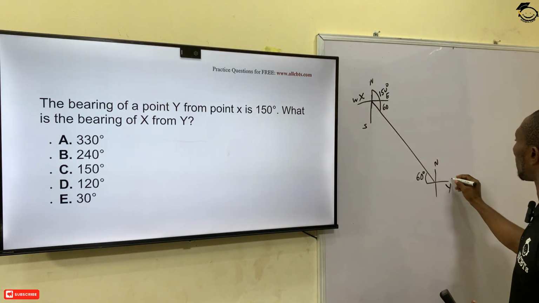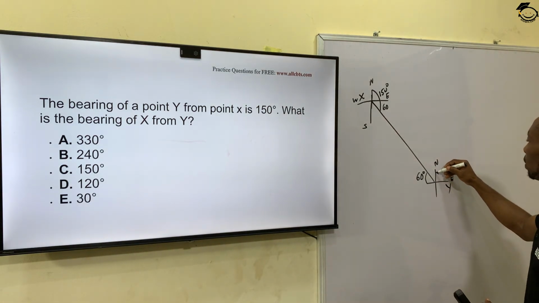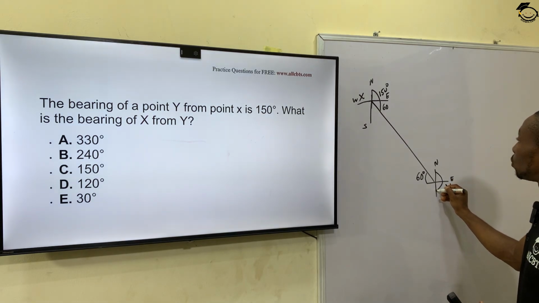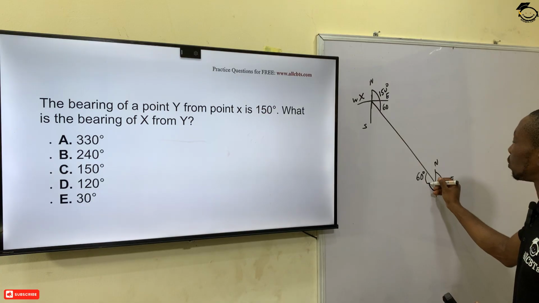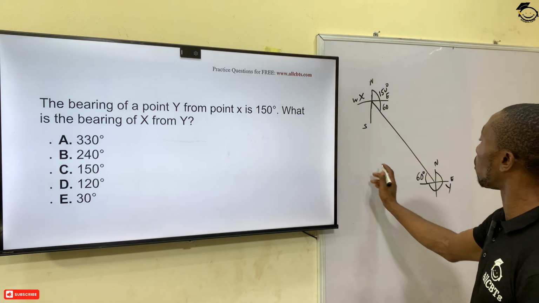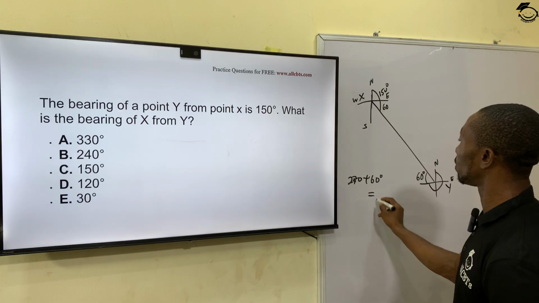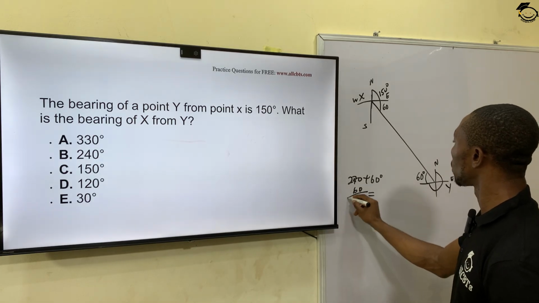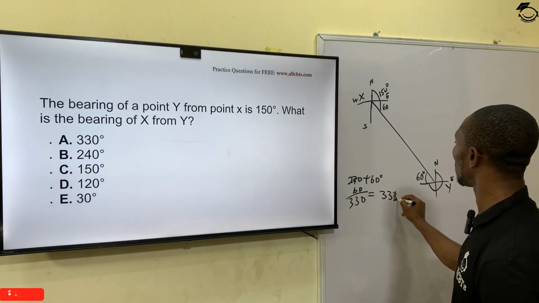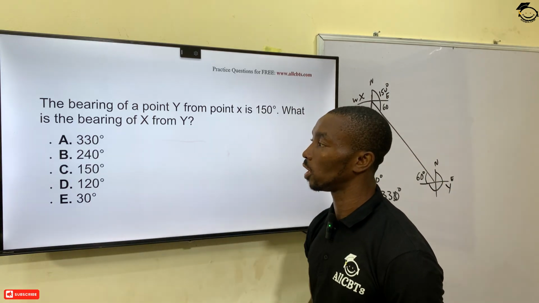And now they're asking us for the bearing of x from y. In calculating our bearing, we always take reference from our north pole. So reading this, we have 90 plus 90, which is 180, plus another 90, which gives us 270. So our bearing of x from y will become 270 plus 60 degrees. This is 0, 3, 3. So this will give us 330 degrees. So the bearing of x from y will be 330 degrees.